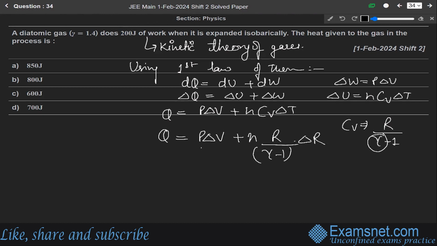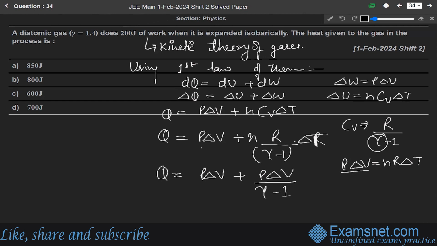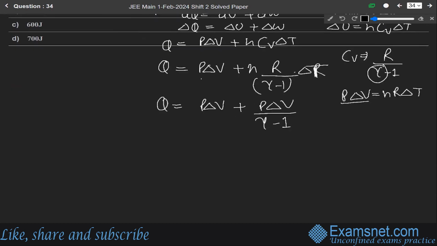For an ideal gas, we know that PV equals nRT, so P delta V equals nR delta T. So in place of nR delta T, we write P delta V. So Q is equal to P delta V plus P delta V over gamma minus 1. Now, taking P delta V common, we get Q equals P delta V times 1 plus 1 over gamma minus 1.